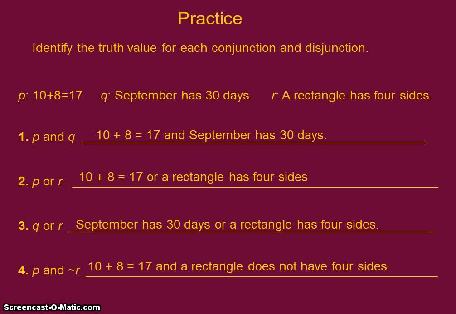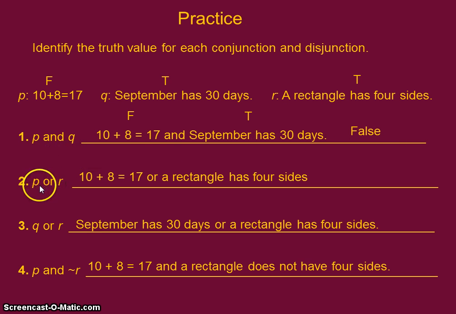Okay, practice. Identify the truth value for each conjunction and disjunction. Up here we've got P, which is 10 plus 8 equals 17. We know that's false. Q, September has 30 days. That's true. R, a rectangle has 4 sides. That's also true. Number 1 says P and Q. 10 plus 8 equals 17 is false, and September has 30 days is true, and we have to have both of them true. Since only one of them is true, this statement is false.